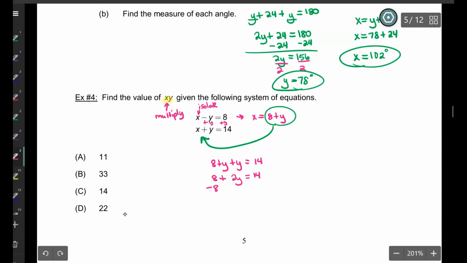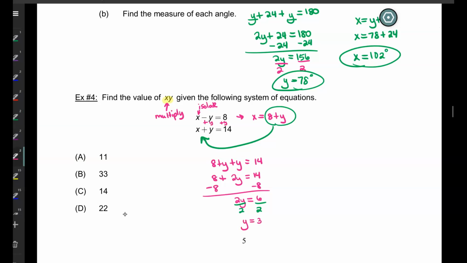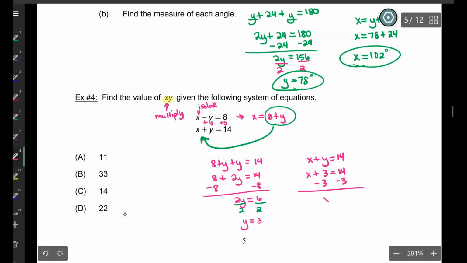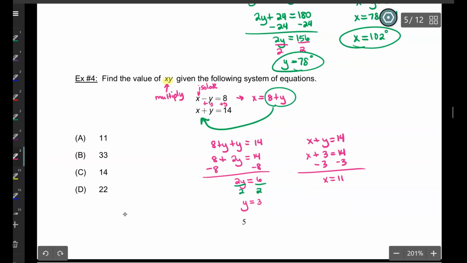Okay, go ahead and solve. Okay, I got y equals 3. Now I want to solve for x. Maybe I'll use that second equation this time. x plus y equals 14. And I get 11. So which one represents xy? xy would be 11 times 3, which gives us 33.